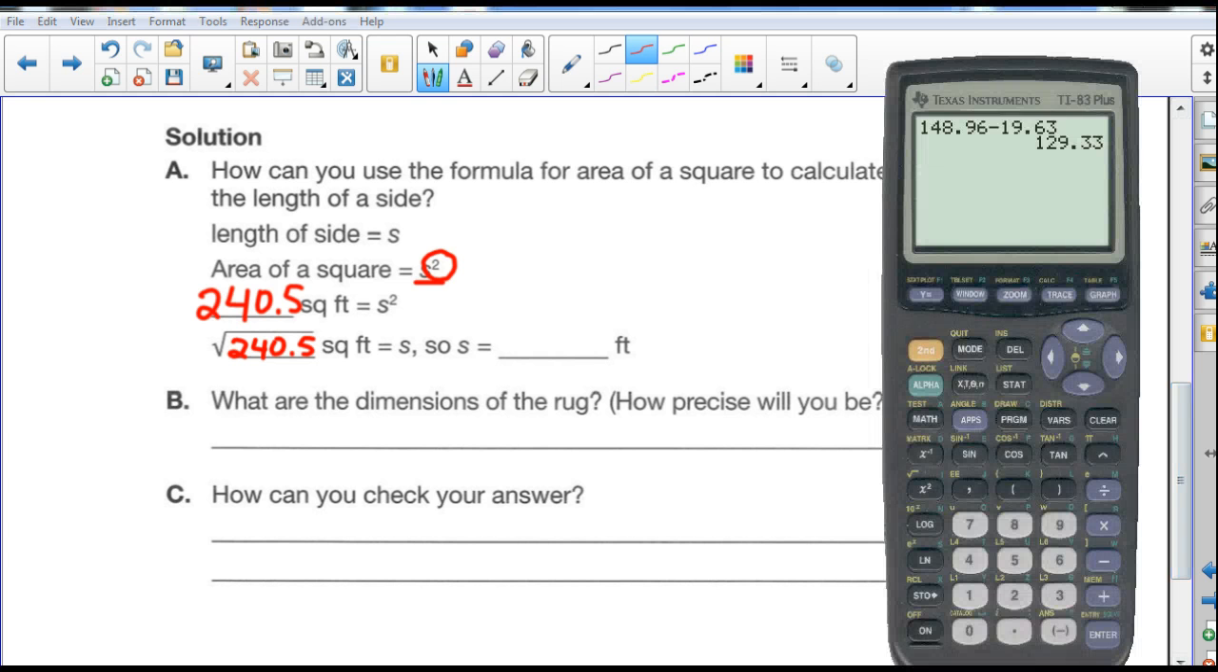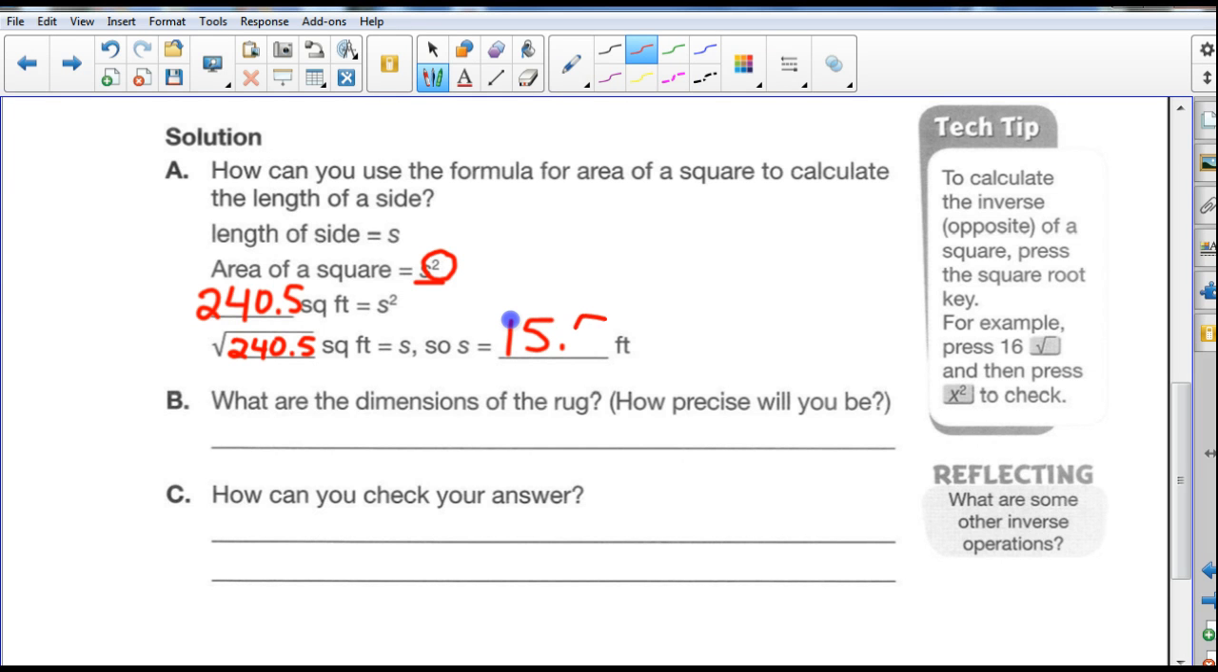Okay, so how do we do that? Well, we have to find the square root symbol. Okay, the square root symbol is above my x squared symbol, but I have to hit the second function. So I hit second function, and I get square root. I put in 240.5, and I hit enter, and I get an answer of 15.508, so I'm going to say 15.5. It's approximately 15.5 feet.